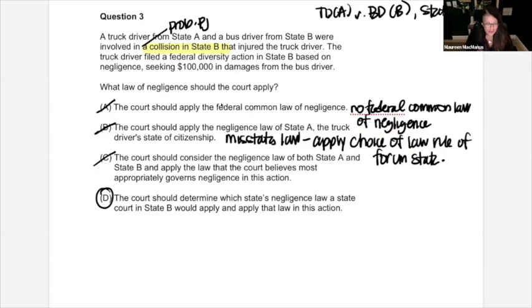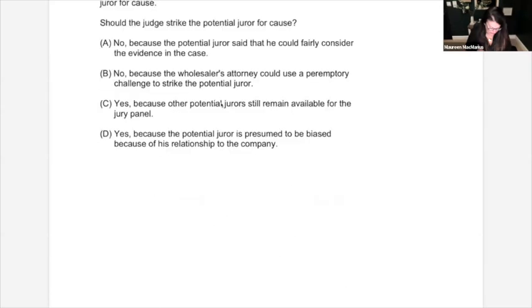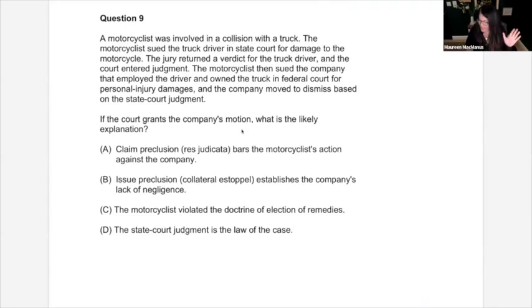We're going to look at one more, number 9. This is getting at verdicts and judgments. I think people look at it with law applied by federal courts as well. But this one we're looking at now is verdicts and judgments. So if the court grants the company's motion, what is the likely explanation?